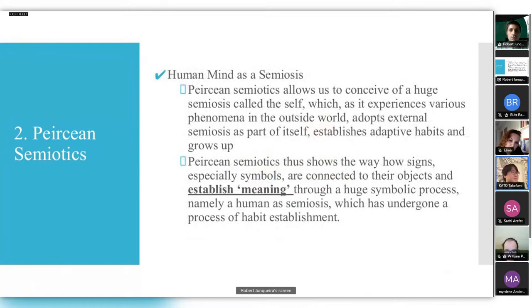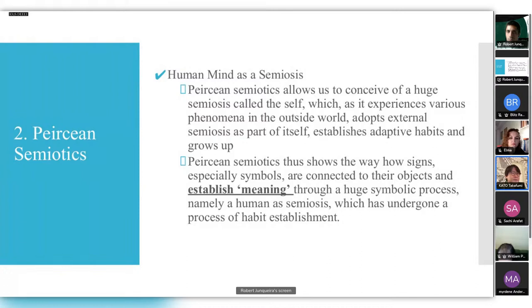Let's superimpose this discussion on the idea of the human mind as a semiosis discussed above. We can then envision the formation and development of semiosis of the human mind. In other words, when a child realizes his ignorance and starts to listen to what the adults around him say, he can be seen as adapting the external semiosis of adults as part of his own semiosis.